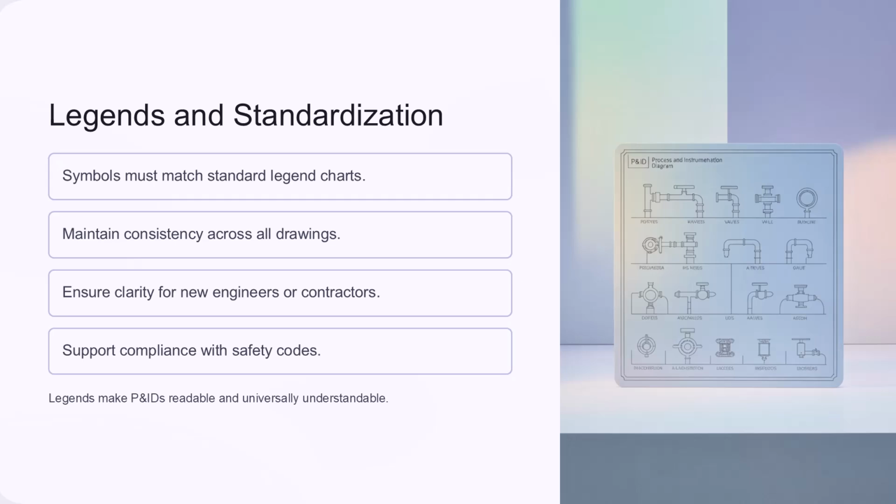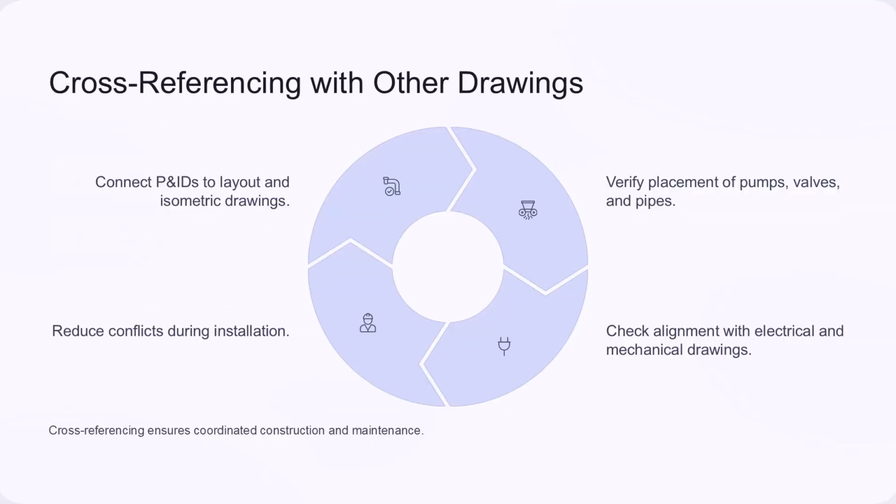It also supports compliance with safety codes and industry standards. Legends serve as a universal language across technical drawings. Without them, diagrams would lose clarity and reliability. Standardization creates confidence in both design and execution.